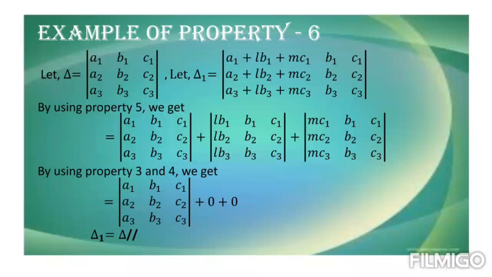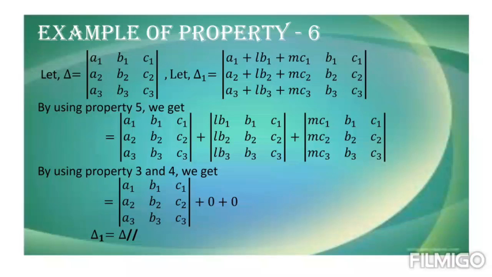So we consider del 1 equal to A1 plus LB1 plus MC1, B1, C1; A2 plus LB2 plus MC2, B2, C2; and then our final row is A3 plus LB3 plus MC3, B3, C3. Here we need to prove that the values of del and del 1 are the same. Because of that, we first consider our del 1 term.